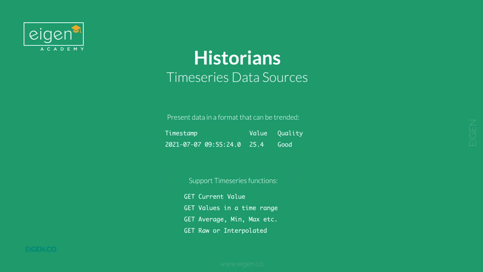Historians are time series data sources, and they present data in a format that can be trended. So that means every point has a timestamp, a value, and a quality. And this is analogous to the OPC standard as well. Time series data sources, historians support time series functions such as getting the current value, getting values in a time range, getting the average, minimum, maximum of a set of data, and also providing raw or interpolated data.